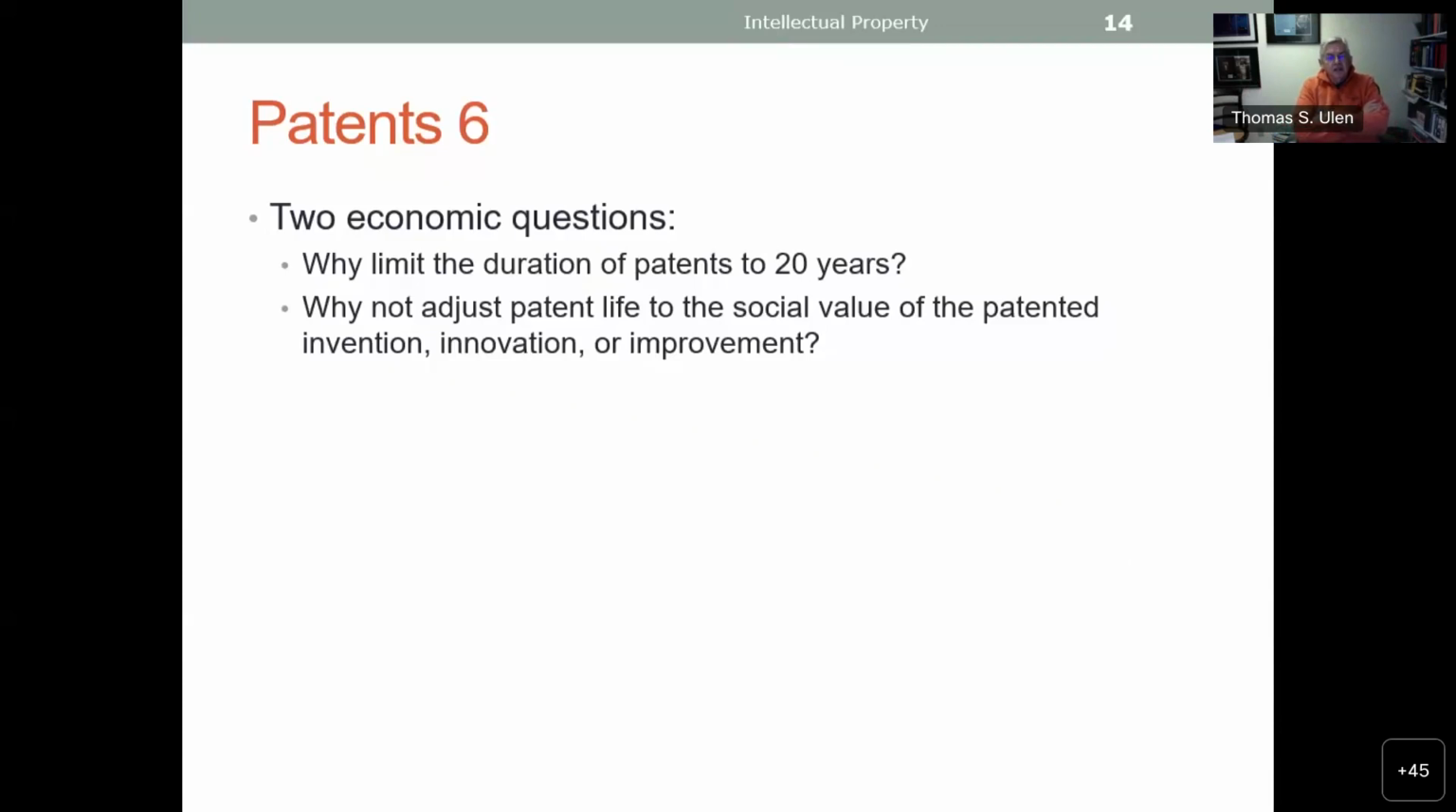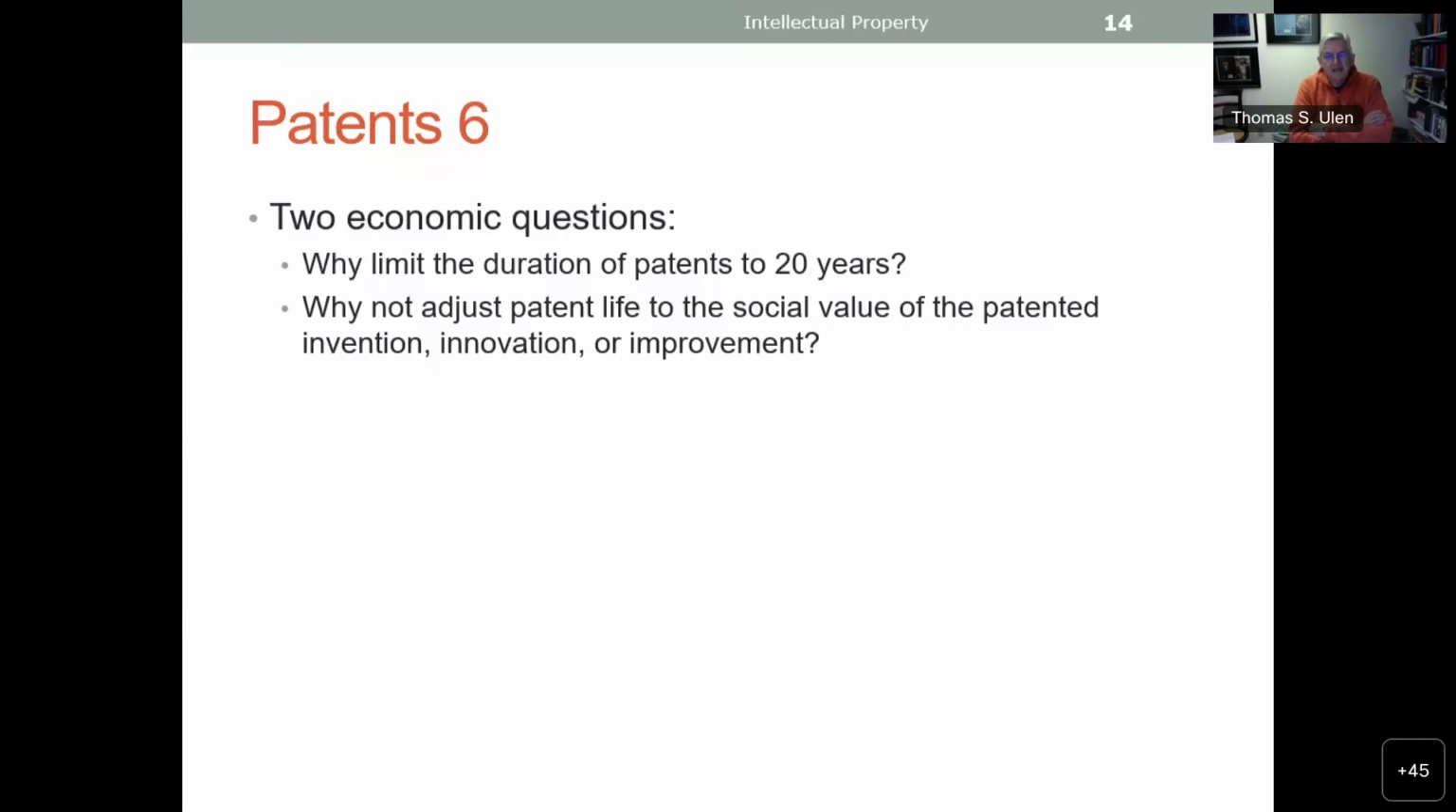pace. We limit the duration of patents because a patent on an innovation or an invention or an improvement confers a monopoly right for 20 years. Nobody can use that invention or innovation or improvement without the patent holder's permission for 20 years. In essence, that property right is a monopoly. You might ask yourself, well, why isn't the ownership of real property a monopoly? It's not, because there are so many substitutes.